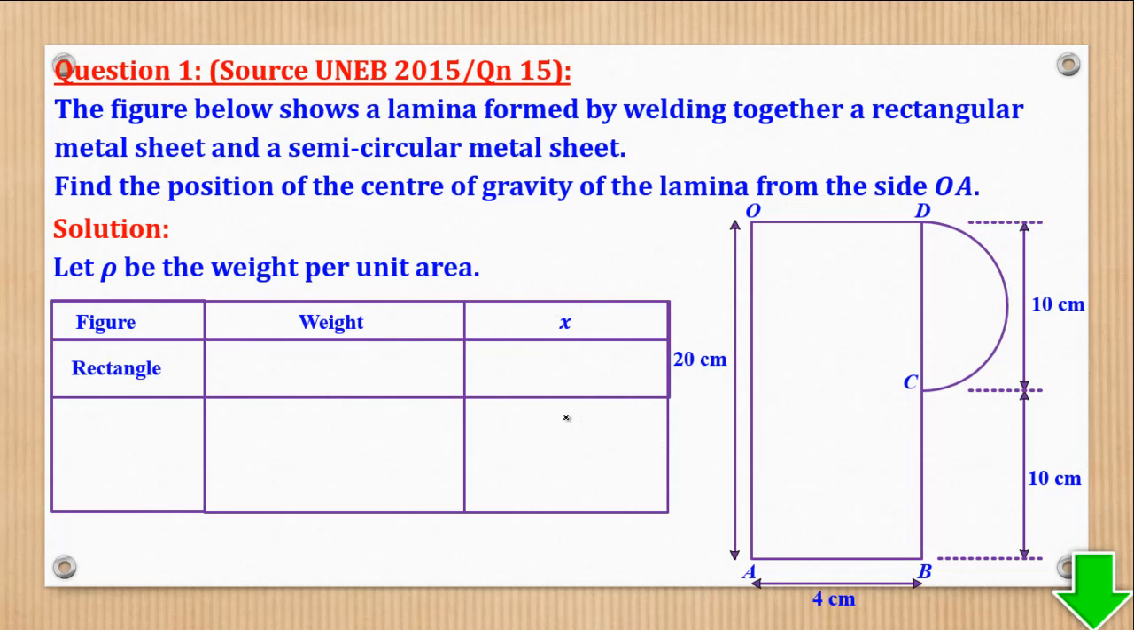We shall go step by step. Let's start with a rectangle. Here there are two shapes. There is this rectangle and there is this semicircle. For a rectangle, weight is area times rho. Area is length times width, which is 4 times 20, times rho, to give you 80 rho. Then the x center of gravity for a rectangle is on the line of symmetry, meaning that the x coordinate will be half of this.